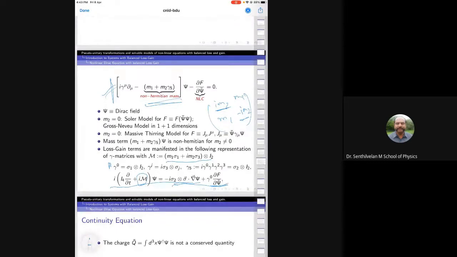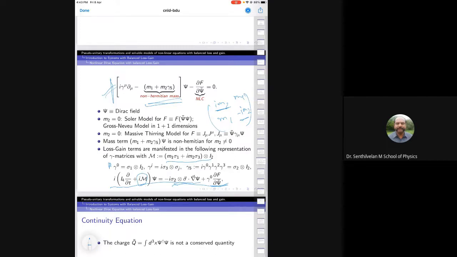If you do the outer product, then basically you get a copy of the 4 by 4 matrix. So the balanced loss-gain system is manifested. But when you are working to find solutions, you can use any representation which is convenient. This is just to see that this casts into the formalism I am talking about, balanced loss-gain, within that discussion.